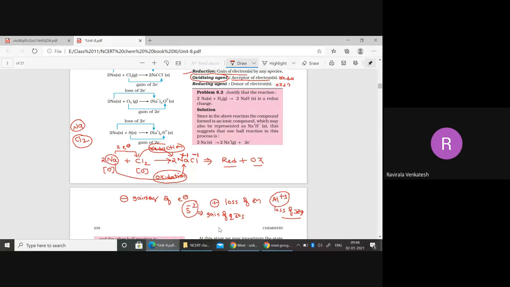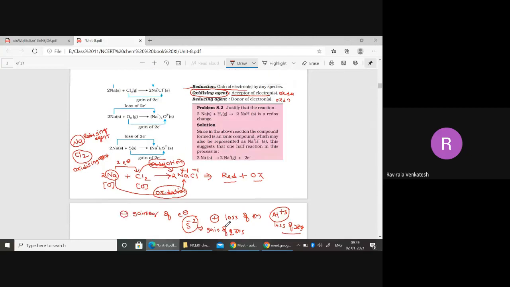Now here, which is undergoing oxidation, beta? Which element is undergoing oxidation among these two? Sodium. Therefore, sodium is called what? Reducing agent. So you may get some type of questions like this. Which substance is the reducing agent and which substance is the oxidizing agent? And chlorine is undergoing reduction, therefore it is called the oxidizing agent. Don't get any confusion about it. Oxidizing agent undergoes reduction. Correct or not?